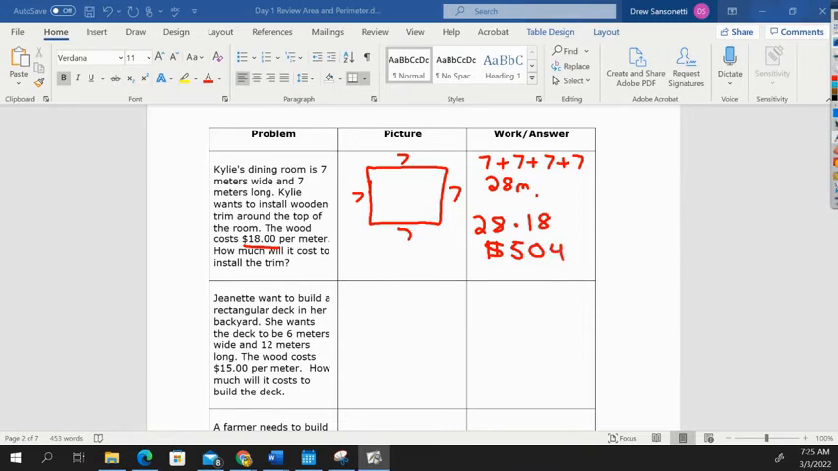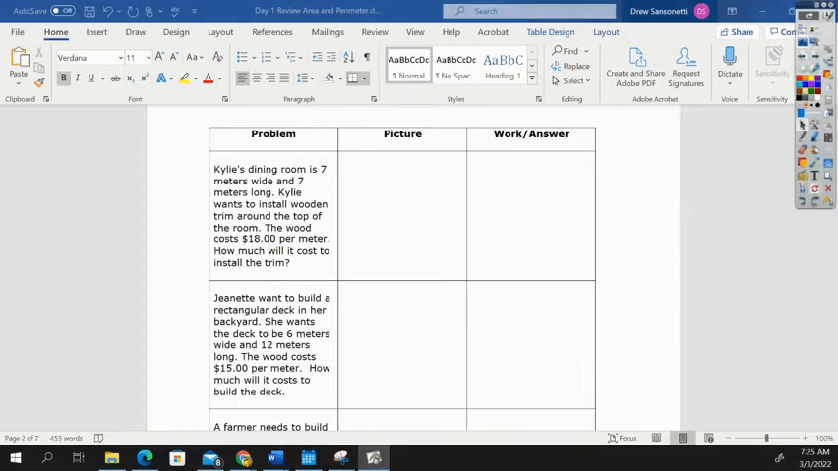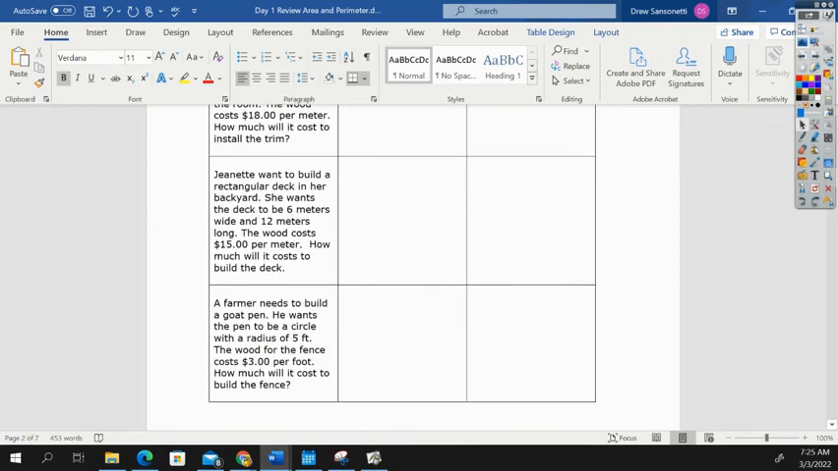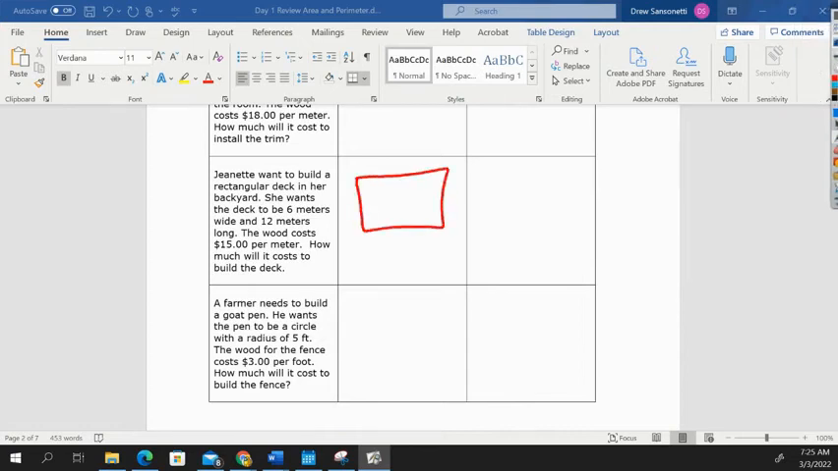All right, so let's go look at the next one. This was a perimeter problem. Let's go ahead and look at our next one. This one says Jeanette wants to build a rectangular deck. So they already told us it's a rectangle in her backyard. She wants it to be 6 meters wide and 12 meters long.